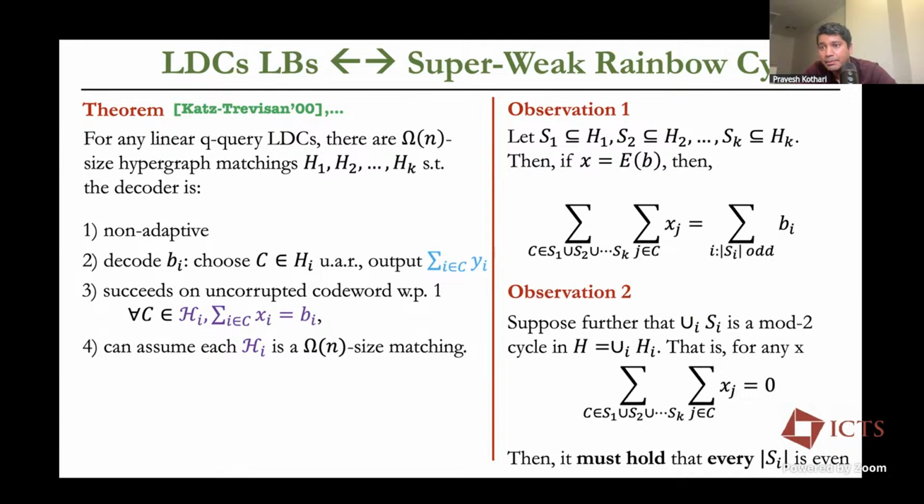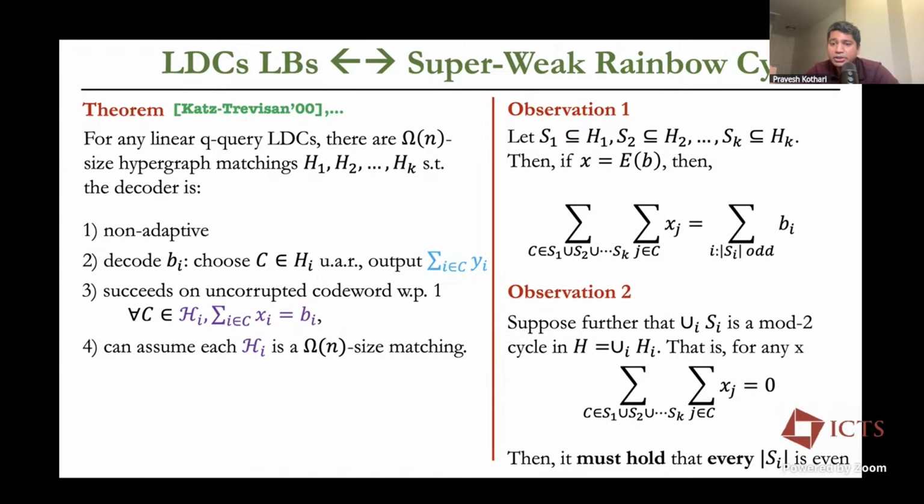Let me build on this observation and make the following claim. Suppose now you choose these Si's. Suppose I choose some subsets of hyperedges from H1, H2 and so on, such that the union of the Si's is in fact a mod 2 cycle in the hypergraph defined by the union of the Hi's. What does a mod 2 cycle mean? It means that it covers every vertex of the hypergraph an even number of times. That's what the union of Si being a mod 2 cycle means.